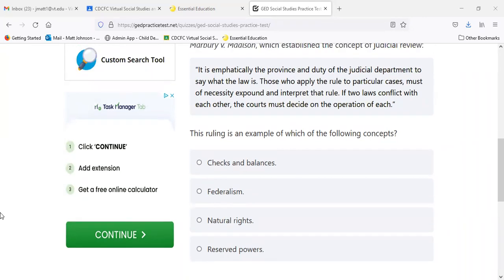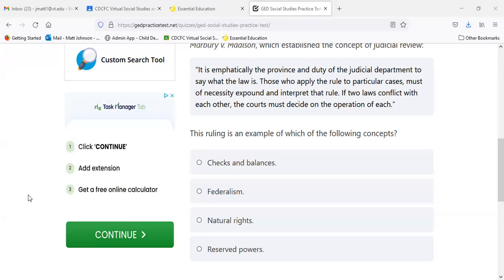What is the answer? Reserve power. I think it's checks and balances. Is it federalism? I think it's this one. I'm a little confused myself. I think it's either reserve powers or checks and balances.